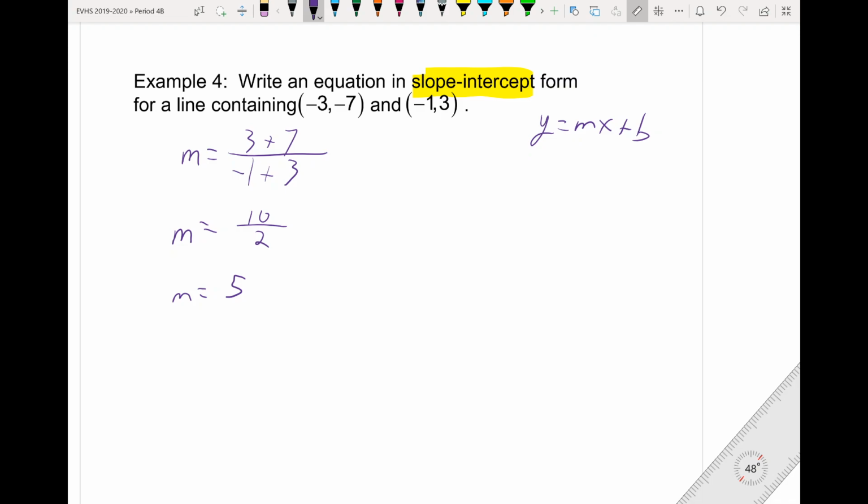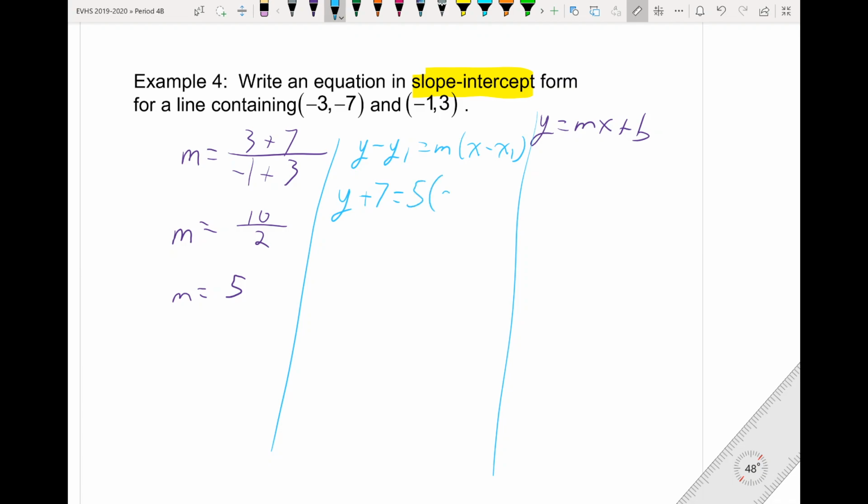Now, to get slope-intercept, I'm going to use point slope to get there. Well, there's actually two ways that I'm going to show you. The first one is to use point slope. So y minus y1 is equal to m times x minus x1. Y minus y1 was negative 7, so it becomes plus 7, equals m of 5 times x minus x1 is negative 3, becomes plus 3.